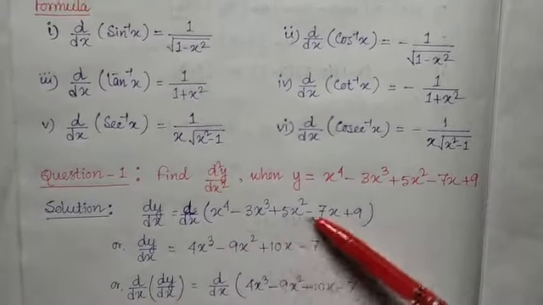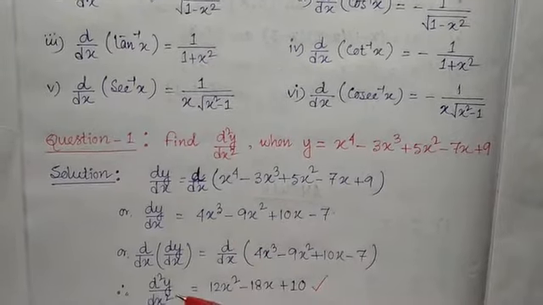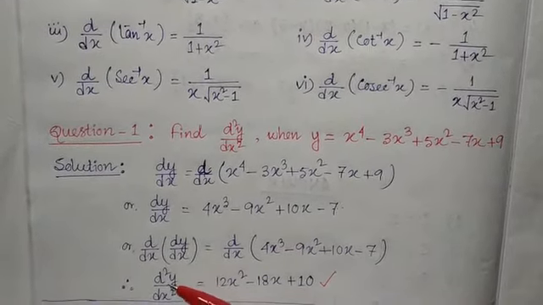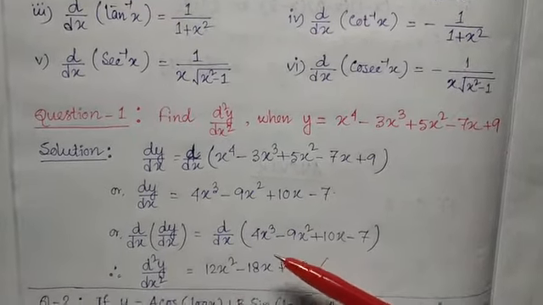That means differentiation of the right hand side. This is coming. You know the formula. And the next step: differentiation of dy/dx is d2y/dx2. So that means you have to differentiate the right hand side twice. So ultimately this is the answer.